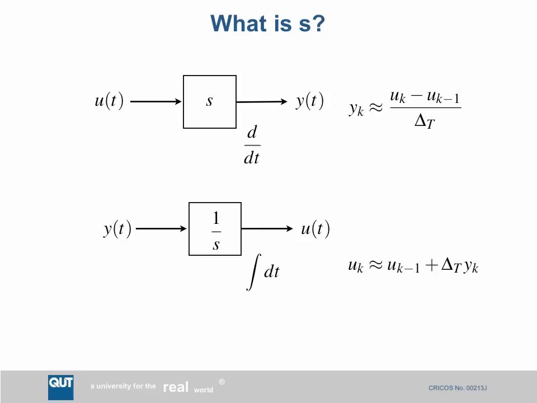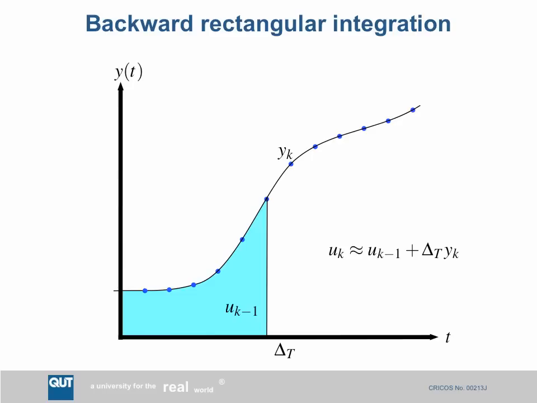Let's drill down into this in a bit more detail and see in sort of geometric terms what this difference equation represents. So you remember from high school days that integration gives you the area underneath a curve. So here we have a curve again, sampled at discrete time points indicated by the blue dots. And we're saying that U is the area underneath the curve. So what I've shaded in blue is the area under the curve up to now, up to time step k minus 1. And the difference equation that we had before says that the area under the curve up to time k is equal to the previous area under the curve plus delta t times yk.